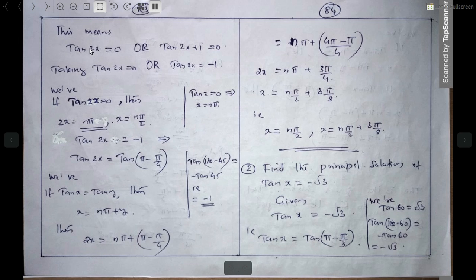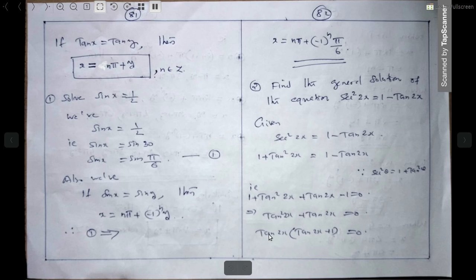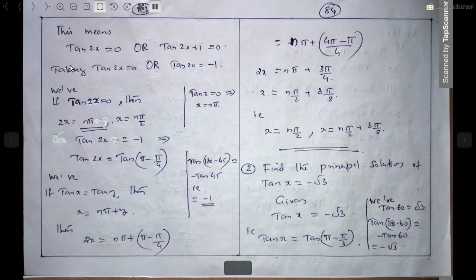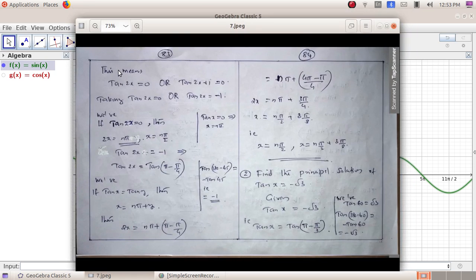This means what? Either tan 2x equal to 0 or tan 2x plus 1 equal to 0. So tan 2x equal to 0 means what? Taking tan 2x equal to 0, we can see the graph of tan x.